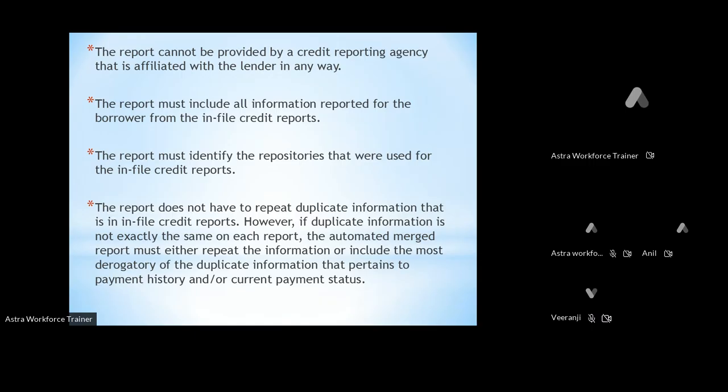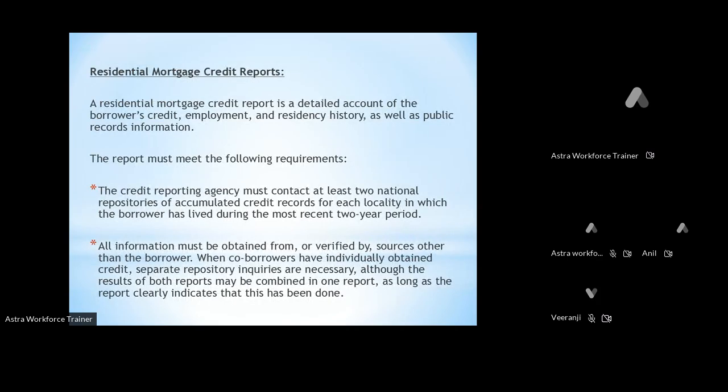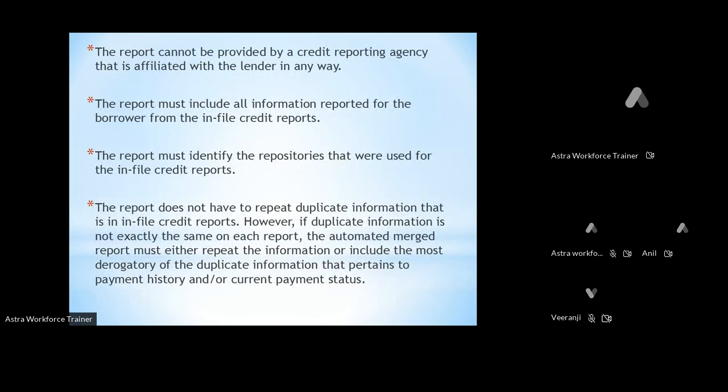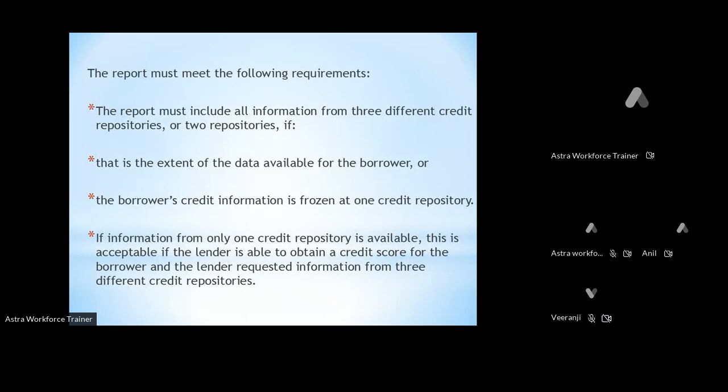Okay, the report must include all the information reported for the borrower from the in-file credit report. Even if they're giving any in-file credit report, that has to be available, that has to be reprinted or repeated in the tri-merged credit report, along with the updated balances. Okay, so this is the tri-merged credit report which we are using in US mortgage underwriting.